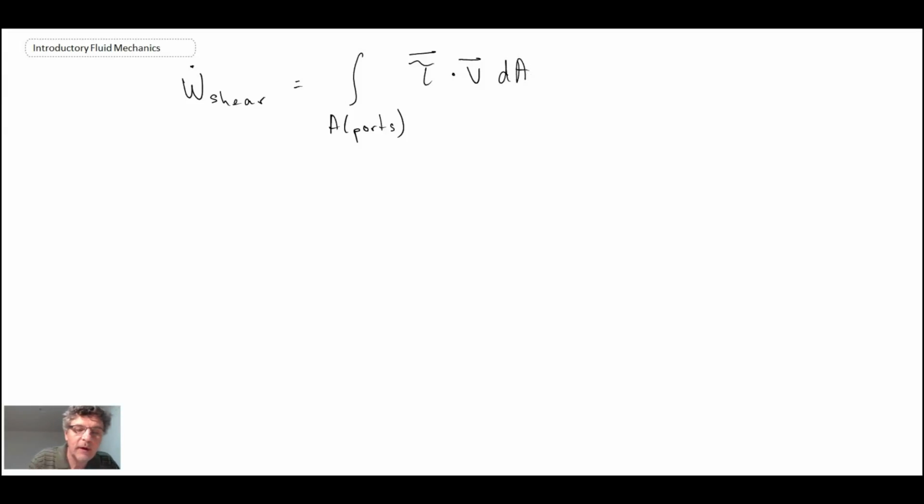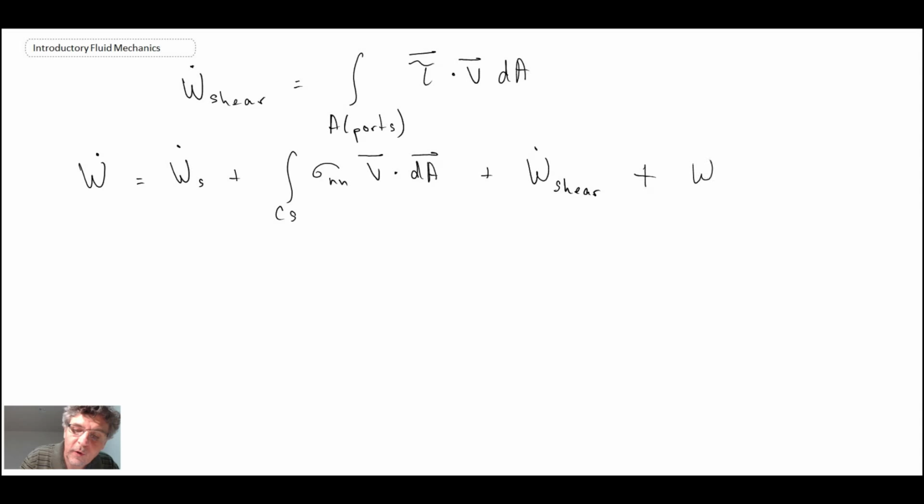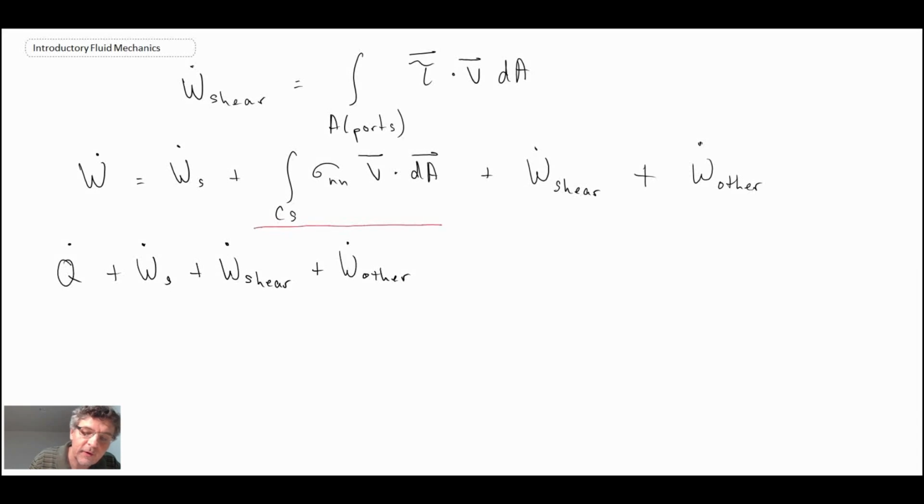So with that, we can expand out and write the work term as follows. We have the shaft work plus the normal stress work plus the shear term, which we isolated to be only at the ports, and then work other. So with that, we can put this back into our control volume formulation for the first law, and what we end up with is this. One thing I'm going to do here is take the normal stress term, this one right here, and instead of putting it on the left-hand side of the equation, I'm going to move it over to the right-hand side. It'll make sense in a second why we're doing that.